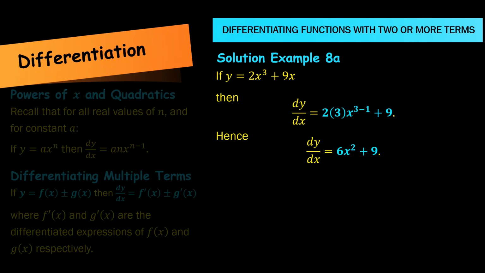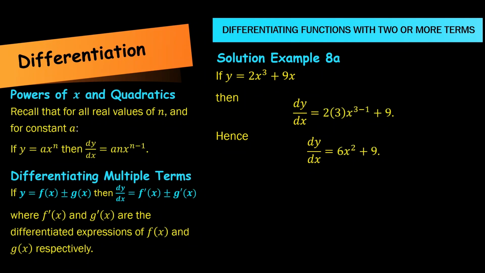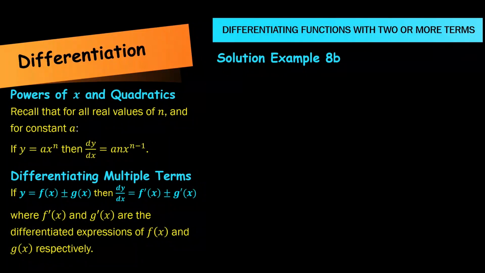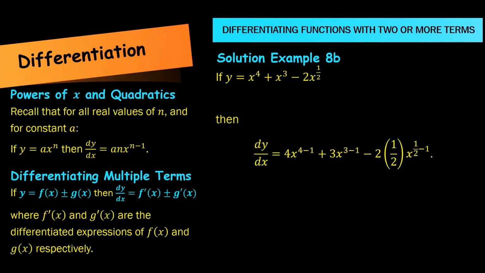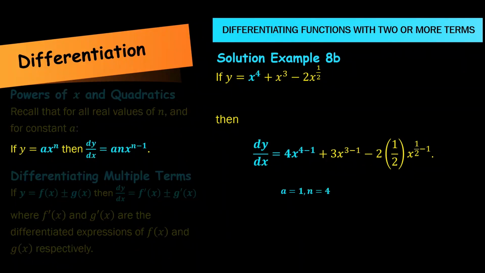Now let's solve part B. So if y equals this expression here, then dy/dx equals this expression. Let's break this down term by term. So for the term x to the power 4, we have that a equals 1 and n equals 4. And this gives us the resulting dy/dx for this term.